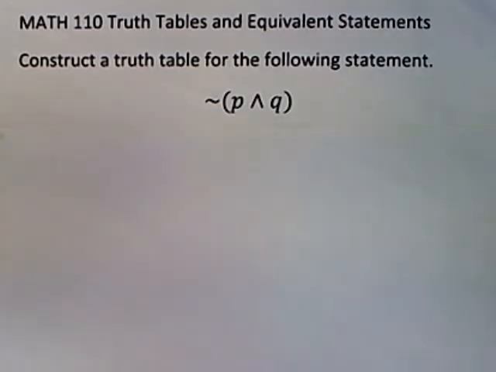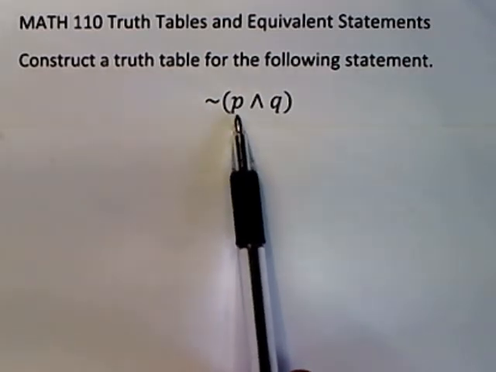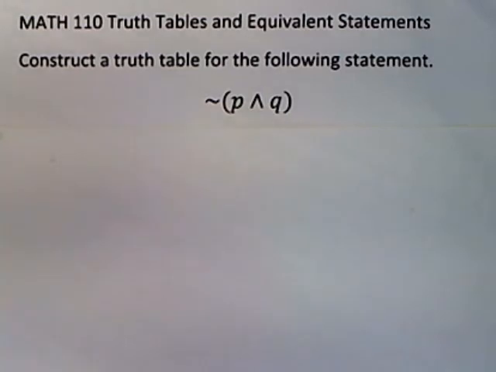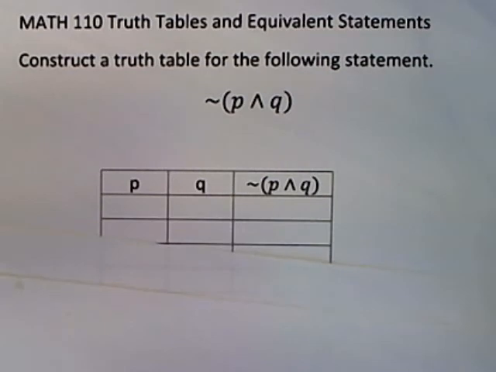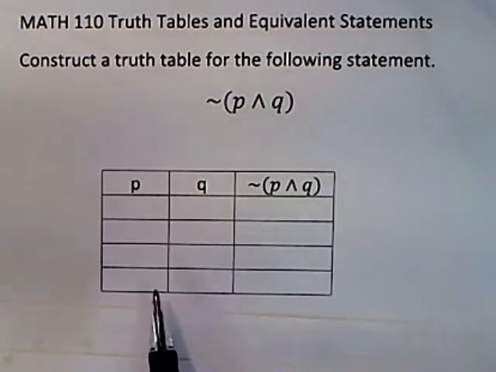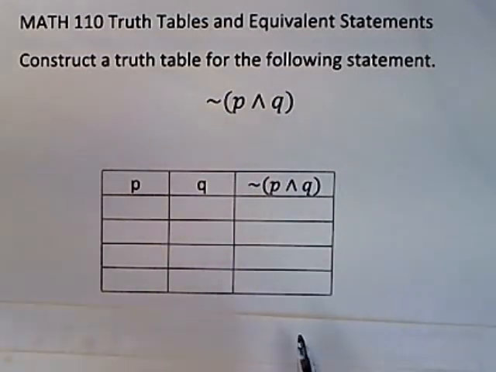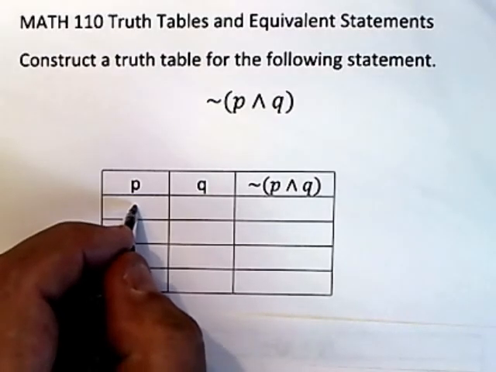Let's look at another simple constructing a truth table problem. Here we want to construct a truth table for the statement, the negation of the compound statement P and Q. The basic idea here, as we've done before, is to produce a table that has every possible value of P and Q, and then you want a column for the truth value of the statement as a whole. So you'll end up with something like this, and you've got to list every possible value of P and Q.